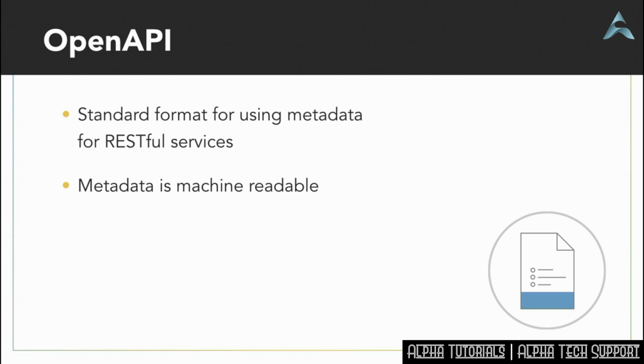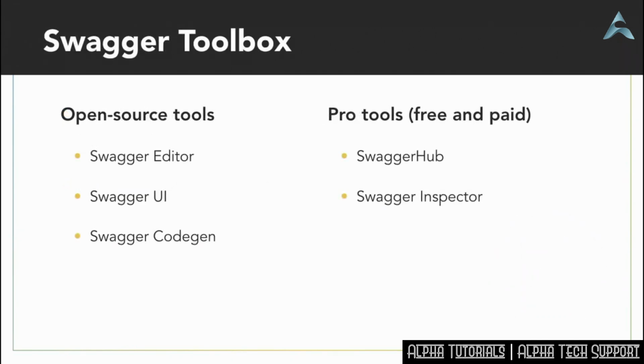So at a high level, think of Swagger as a set of tools and OAS as the rules for describing APIs. The Swagger toolbox can be broken down into two categories, the open source tools and pro tools.